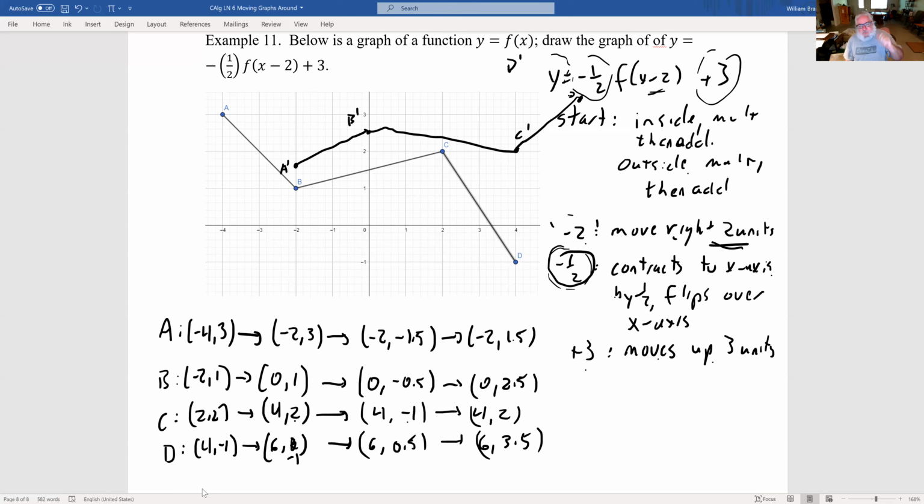So a formula written like this is a set of directions. You start with the initial graph, start on the inside, do multiplication first and then addition, figure out what that does. Anything inside changes the x coordinate, but not the y coordinate. And then you look at outside, multiplication, addition. Anything outside changes the y coordinate, but not the x coordinate.